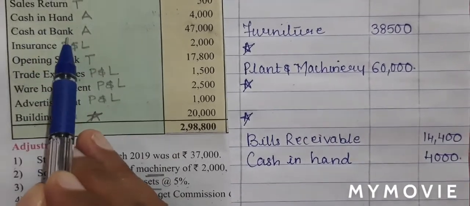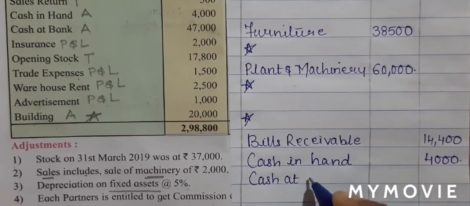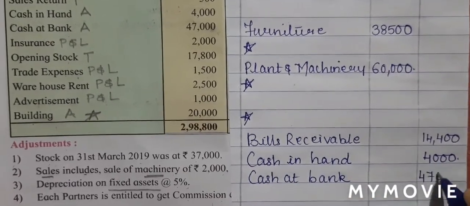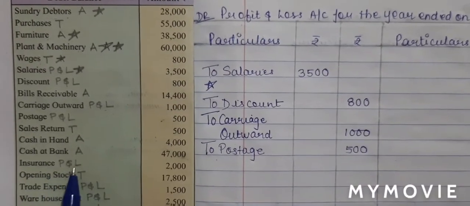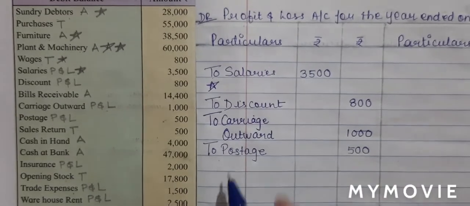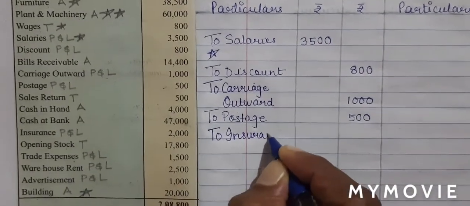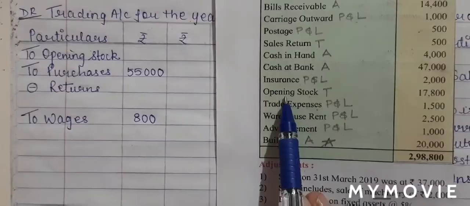Next is cash at bank, again on the asset side. So I'll write cash at bank. There is no star, outer column 47,000. Next is insurance, which I'll write in profit and loss account. So profit and loss account debit side, I'll write to insurance. There is no star, I'll write it in the outer column 2,000.